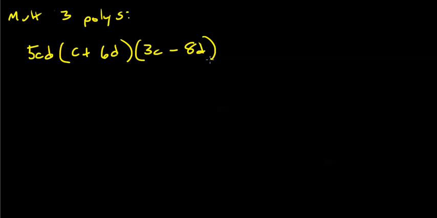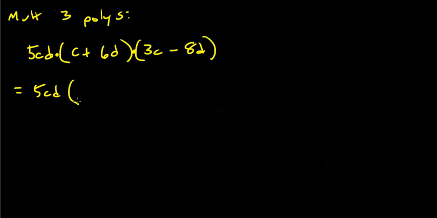Alright, as we know, multiplication is commutative, multiplication is associative. What that means is I can really multiply these in any order I like. What I'm going to do to minimize the ink involved, I'm going to multiply the binomials first. That'll give me a trinomial, which then I'll just have to apply that 5cd factor across just once. Let me show you what I mean.